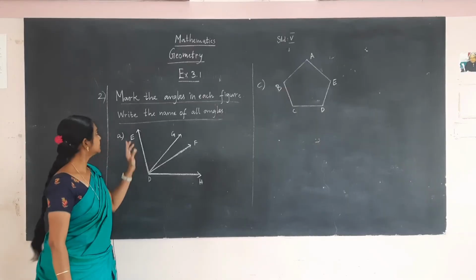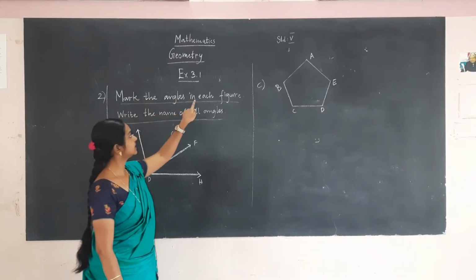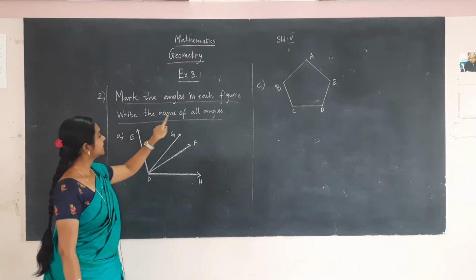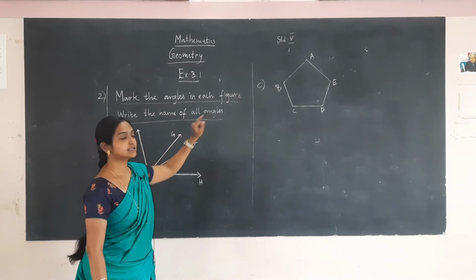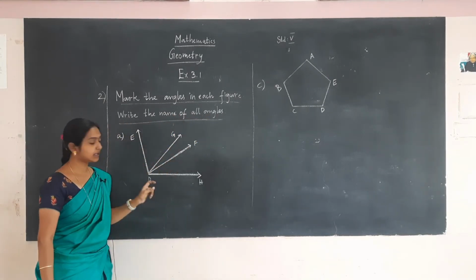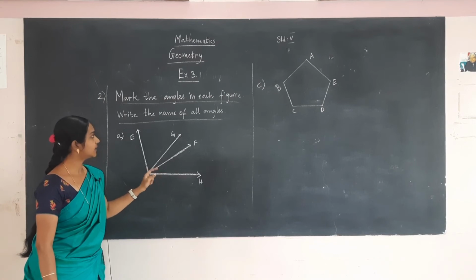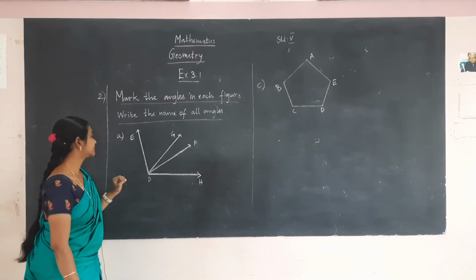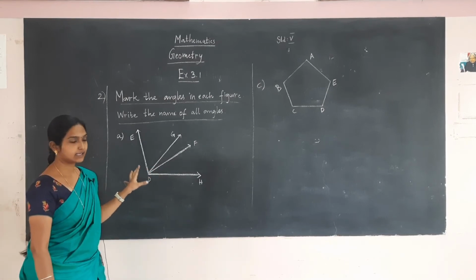The second question is mark the angles in each figure. Write the name of all the angles. இப்போ என்ன பண்ணணும்னா angles மார்க் பண்ணணும், அதே மாதிரி name of the angles எழுதணும். First find how many angles are there.